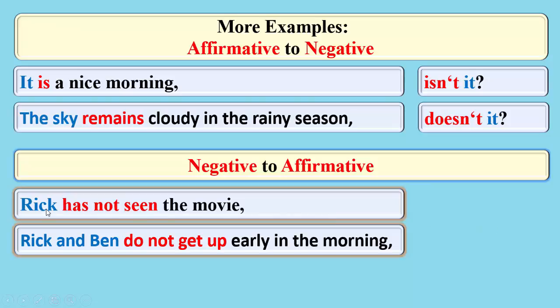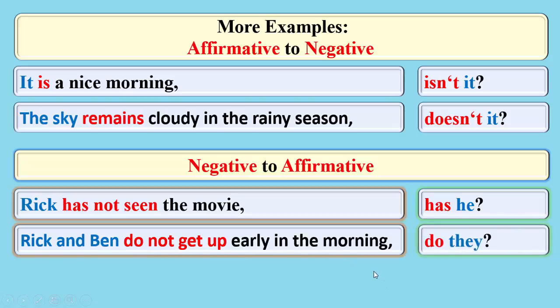Look at the first sentence. Rick has not seen the movie. And the second one, Rick and Ben do not get up early in the morning. So what will be the answer? First answer, Rick has not seen the movie, has he? And Rick and Ben do not get up early in the morning, the answer is, do they? So the first two sentences are in the affirmative form, so the tag questions are in the negative form, and the second two sentences are in the negative form, so the tags are in the affirmative form.